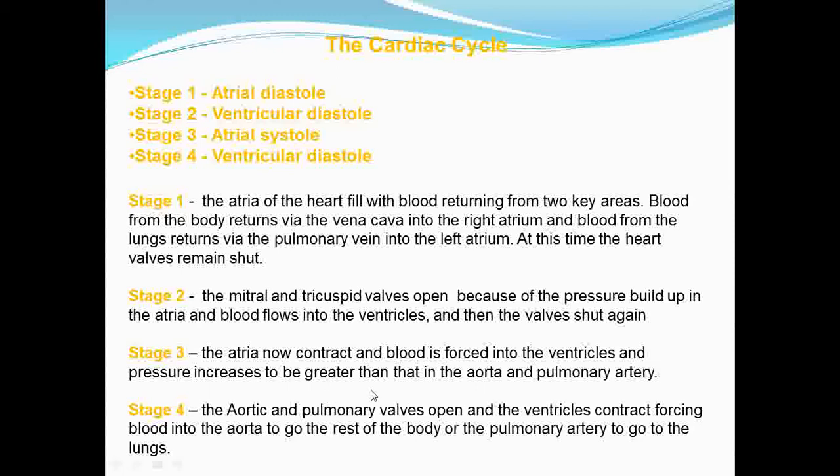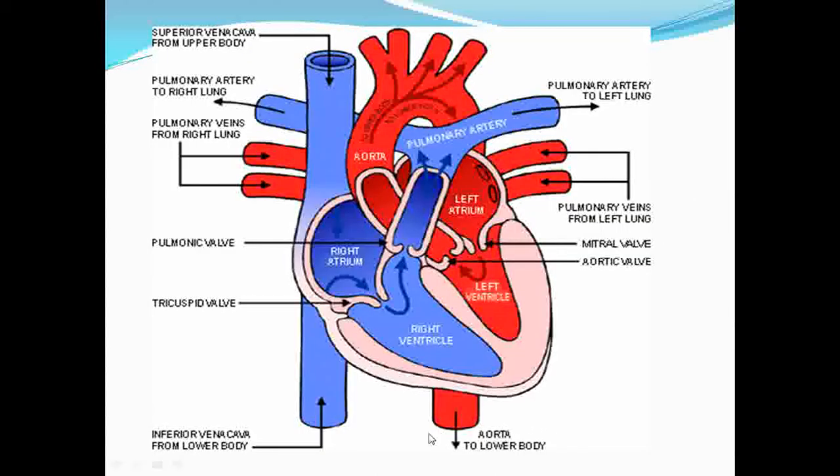The blood then goes into the ventricles, and the aortic and pulmonary valves open, and the ventricles, which are a bit more muscular, contract, and they force the blood into the aorta so it can go either round to the rest of the body or into the pulmonary artery to go off to the lungs. So it's quite a good diagram here.